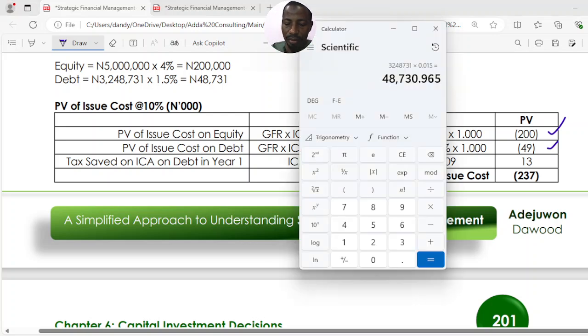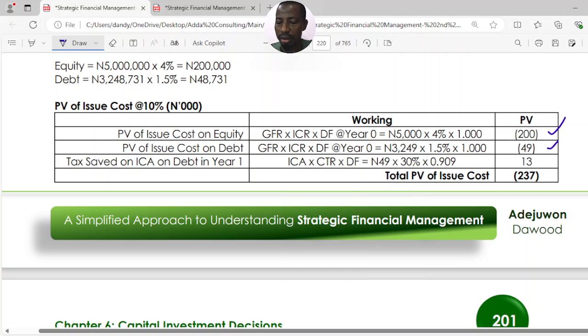That is 1.1 raised to power minus 1. That's 0.909, that's how we got the 0.909 you have here. By the time you multiply, you have 13. So 200,000 plus 49,000, that's 249,000, minus 13, will give us 237. Rounding, 237,000 naira. So this is the PV of issue cost amount.